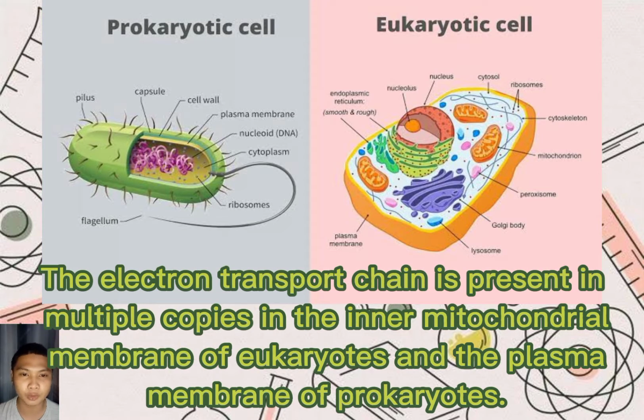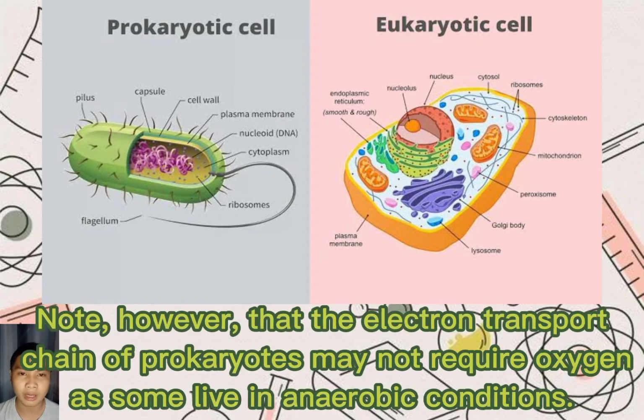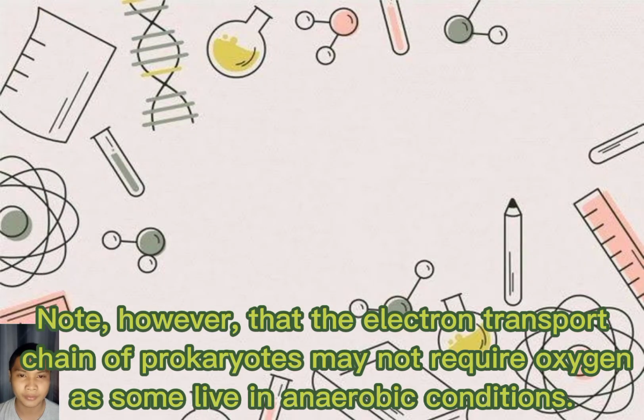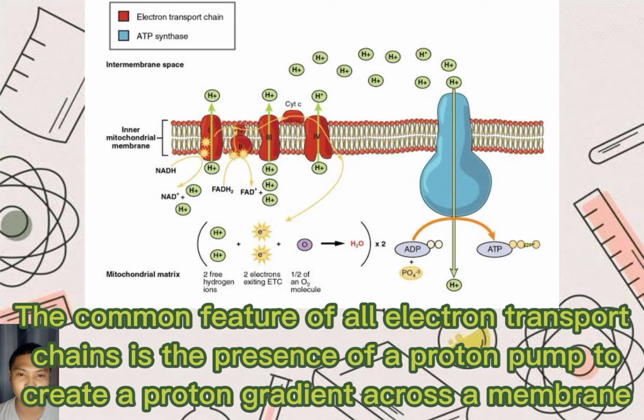The electron transport chain is present in multiple copies in the inner mitochondrial membrane of eukaryotes and the plasma membrane of prokaryotes. Note, however, that the electron transport chain of prokaryotes may not require oxygen, as some live in anaerobic conditions. The common feature of all electron transport chains is the presence of a proton pump to create a proton gradient across a membrane.